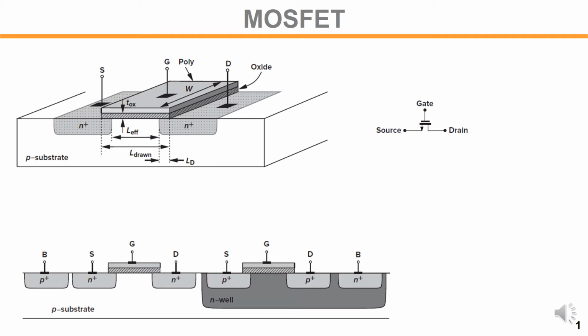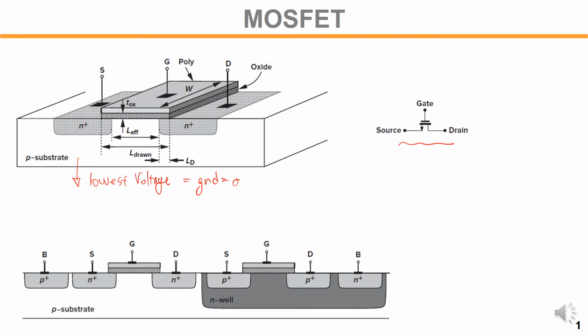Let's take a look at the MOSFET device now. We have an N-type source and drain, and the P substrate body is shown here. The P substrate is tied to the lowest voltage, that is the ground, the lowest voltage available on the system, 0.